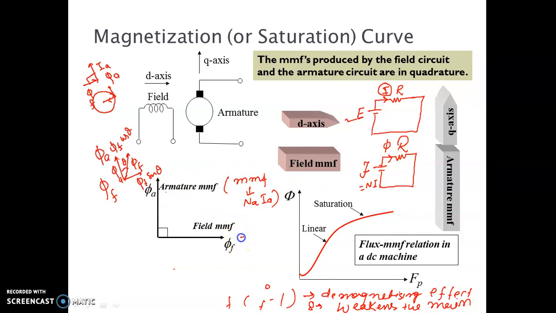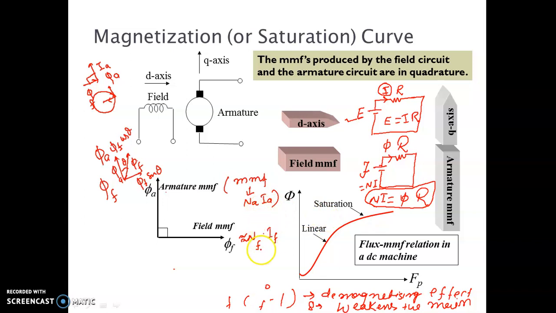This is your field MMF, meaning the number of turns of winding on the field multiplied by the field current. So this is proportional, not equal. But if you multiply, N into I will be equal to flux multiplied by reluctance, just as here EMF equals I multiplied by R, current multiplied by resistance. Here field flux multiplied by reluctance is MMF. This is the analogy between the magnetic circuit and the electrical circuit.